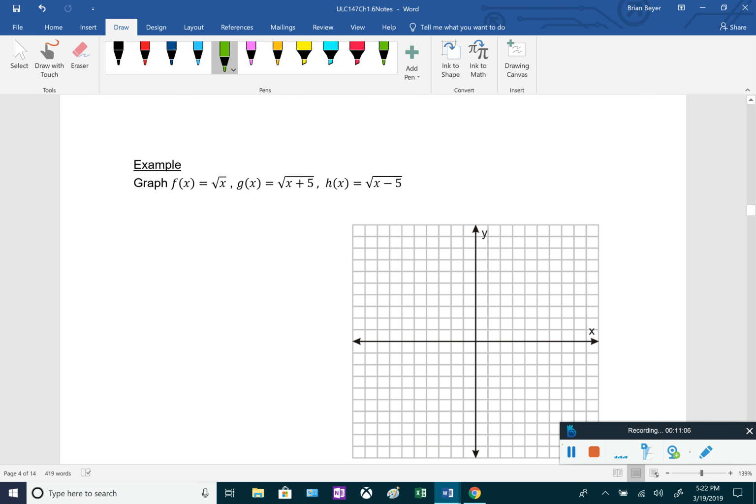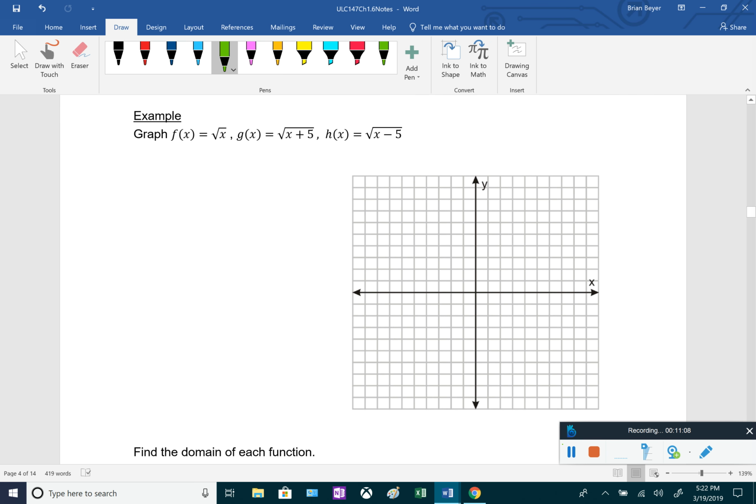So let's do one more with the horizontal shift. Let's do f of x equals the square root of x. G of x is the square root of x plus 5, and h of x is the square root of x minus 5. So starting with the square root of x, since I didn't make a table for this one yet for the values I use, I'm going to make a table.